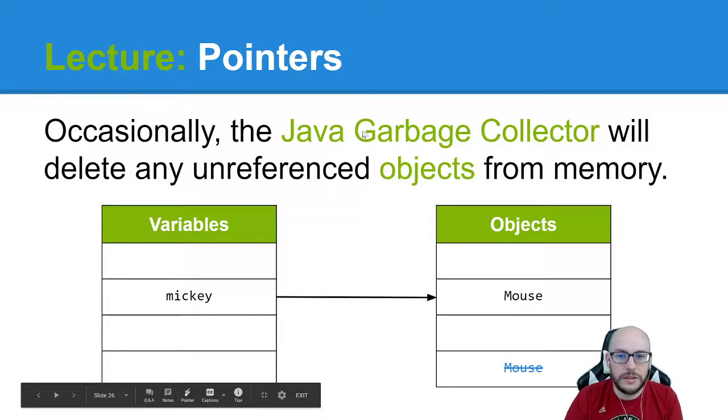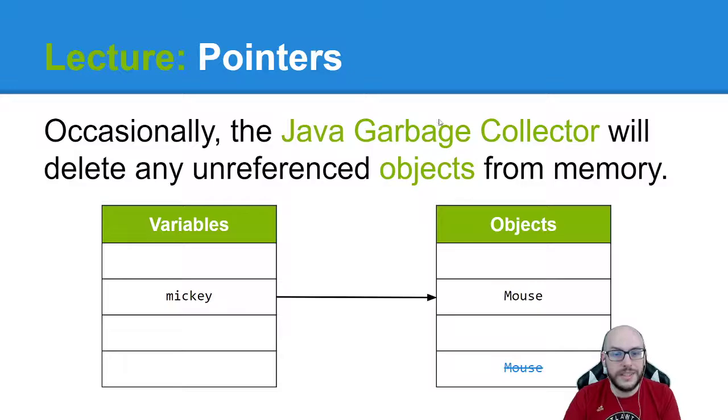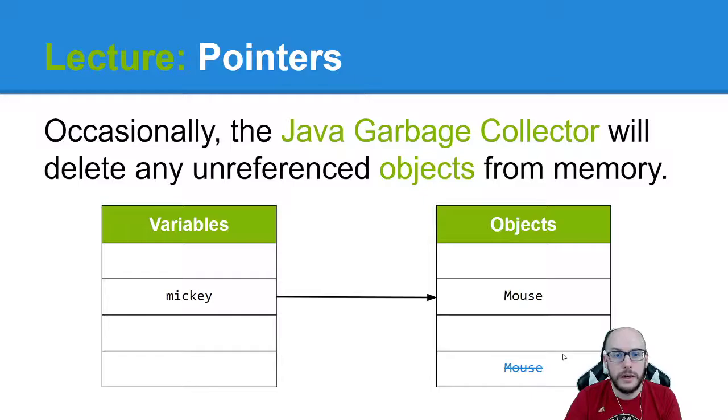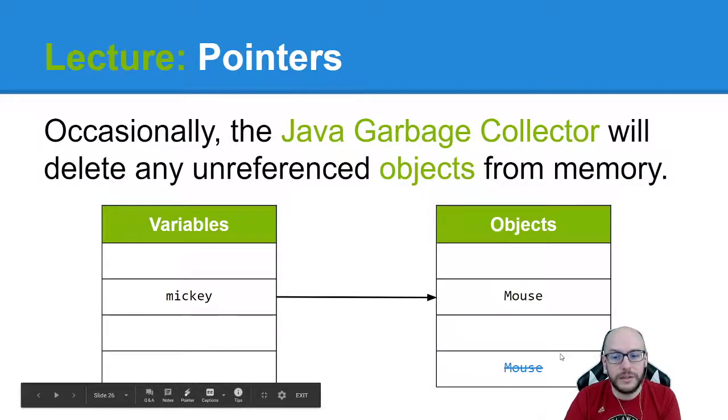Well, there's something known as the Java garbage collector that'll delete these things. It goes through and checks to see, are there any references to these objects? And if there are no references, it assumes that you're done with it and deletes them from memory. And other programming languages, something like C++ is a very notable one.